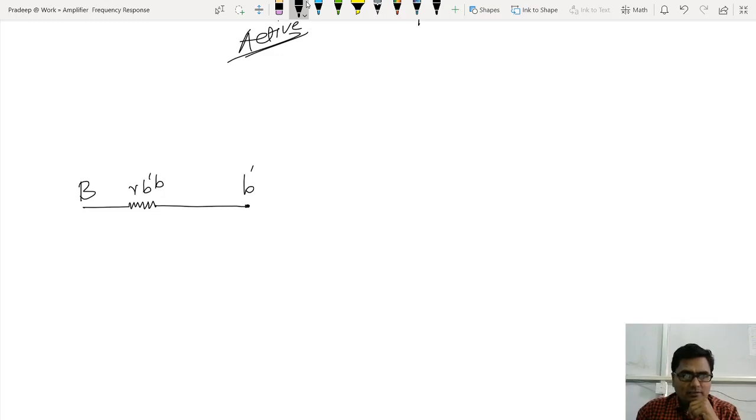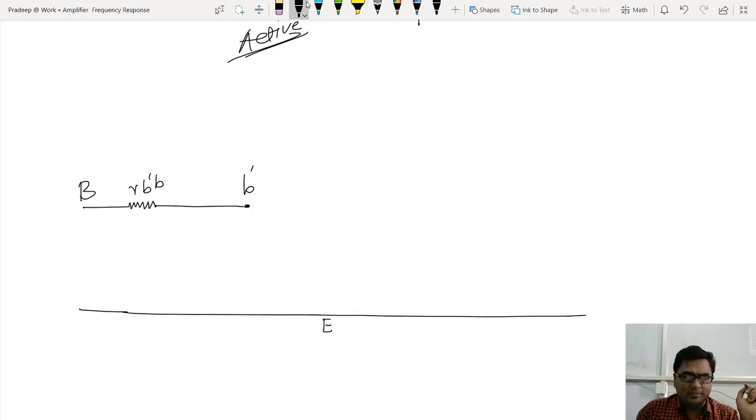Let me draw a common emitter line. This line is my emitter. Now from this virtual base to the emitter, I have one resistor. What is the name? It is r b'e. See, two resistors I have marked out of four: one from virtual base to base, and one from virtual base to emitter.